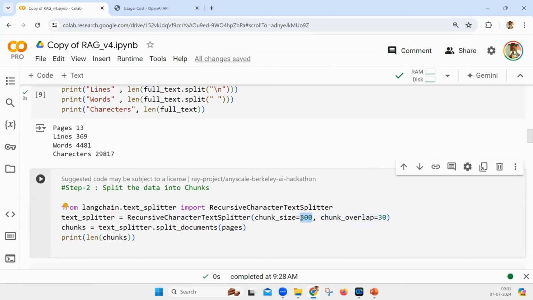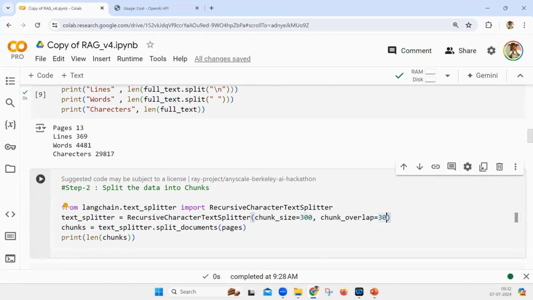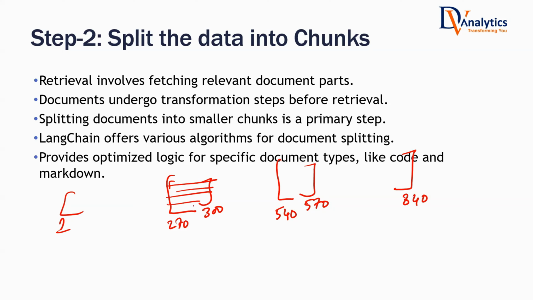That means the first chunk will be character 1 to character 300, but the second chunk doesn't start right there. I have given a chunk overlap of 30. Usually it is suggested that you keep the chunk overlap at 10 to 20%, so I have kept 10% as chunk overlap. So chunk two will start from 270, to 270 plus 300, that is 570. Chunk three will be from 540 to 840. So there is some chunk overlap. By chance, if the answer is somewhere over here, then we are not going to lose a lot of information.